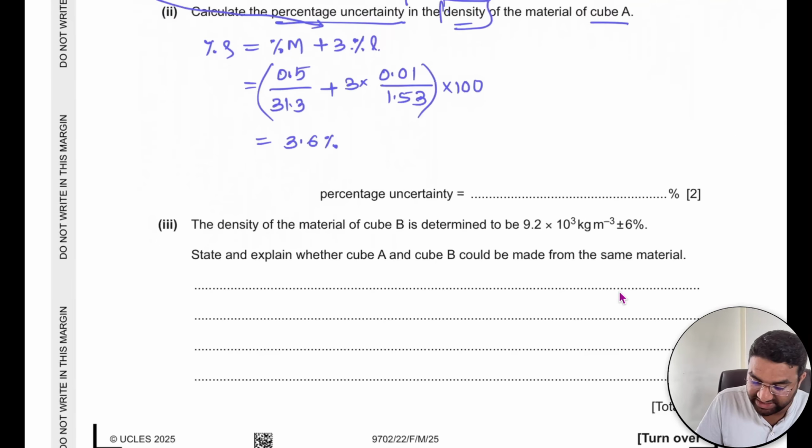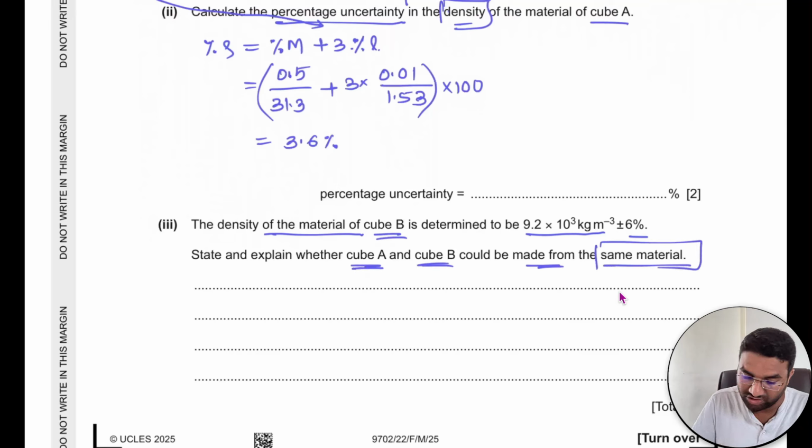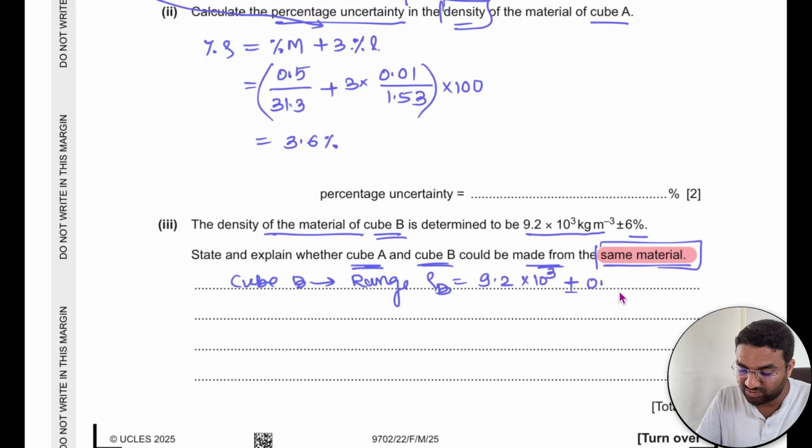Now the third part: the density of the material of cube B is determined to be 9.2 times 10 to the power of 3 kg per meter cube plus or minus 6%. The percentage uncertainty is given. So state and explain whether cube A and cube B could be made from the same material or not. We have to check. To check this, firstly calculate the range of density of cube B, which will be equal to 9.2 times 10 to the power of 3 plus or minus 0.06.